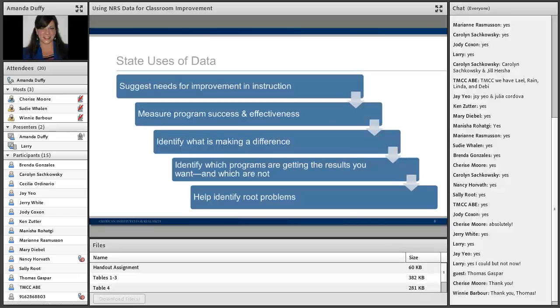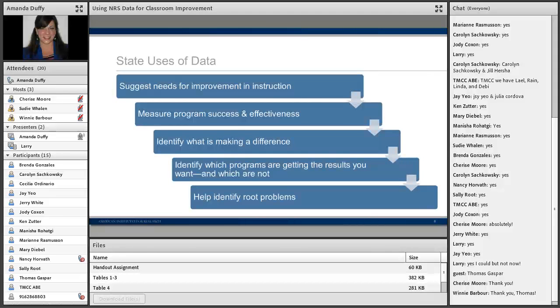States also use data to measure program success and effectiveness. So how does Nevada know if your program is successful? How do they know if it's effective? How do they know if the desired outcome, student success, is being achieved? And they do this all through data. So if your program is successful, the data will show it.